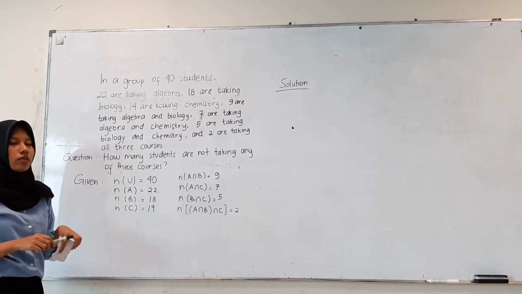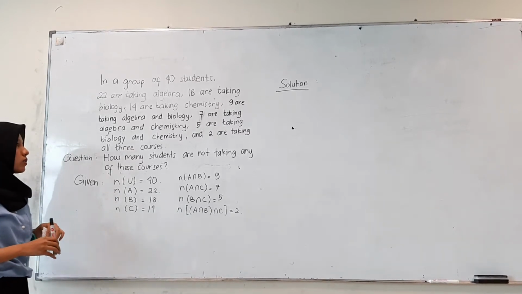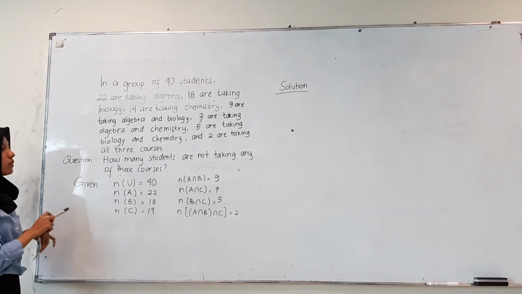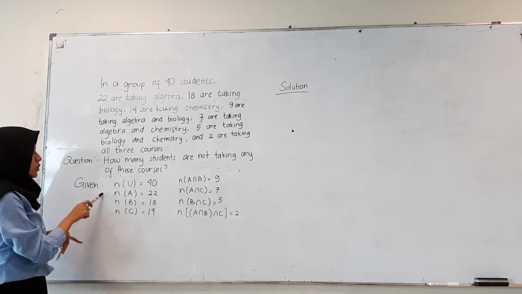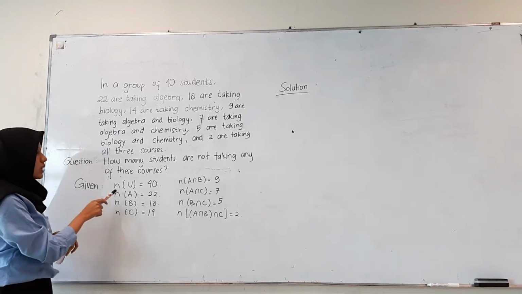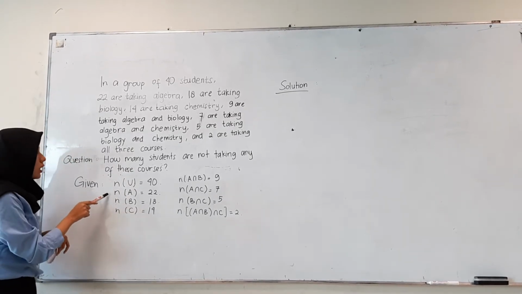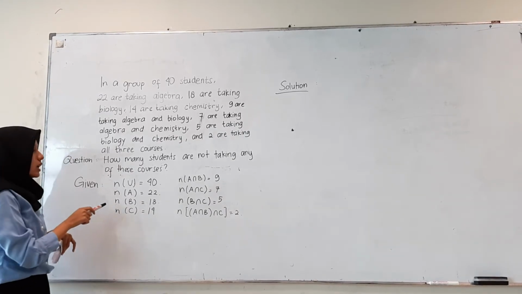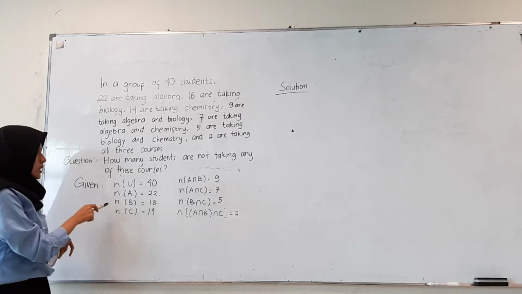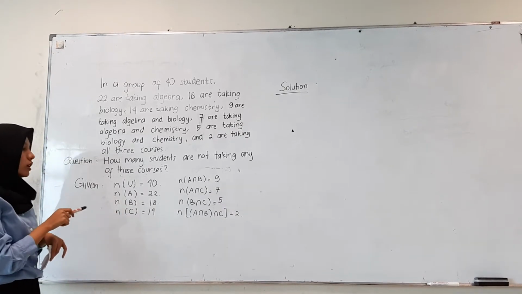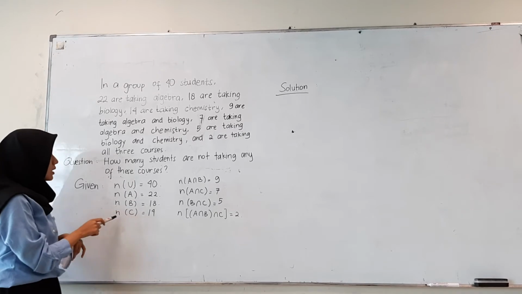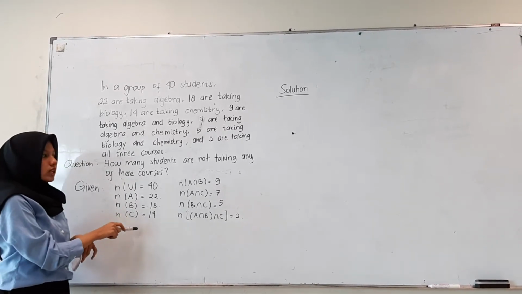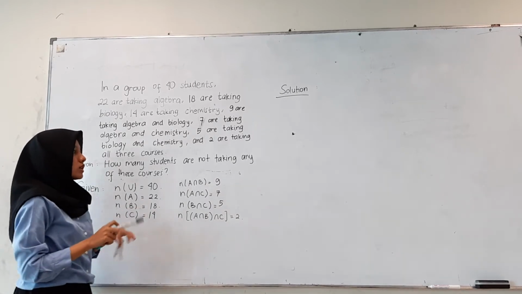So there's a lot of information, and we have to write the given information first. So here's the given. The first one is the number of the universal set equal to 40, and the number of set A, for algebra, is 22. The number of set B, for biology, is equal to 18. The number of set C is equal to 14. And we get some intersections here.